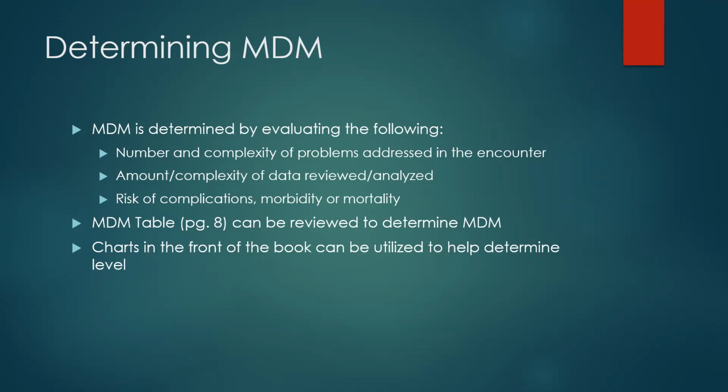And what does that mean when we talk about number and complexity of problems? When we talk about diagnoses or injuries. Okay. So we'll look at that here in a moment. But when we're talking about number and complexity, we're going to say, hey, they have one laceration, or they have a gunshot wound, or something like that. Or we could be talking about they have a chronic condition, or they have an acute condition. Remember, chronic is something that's ongoing. Acute is just happened right now.